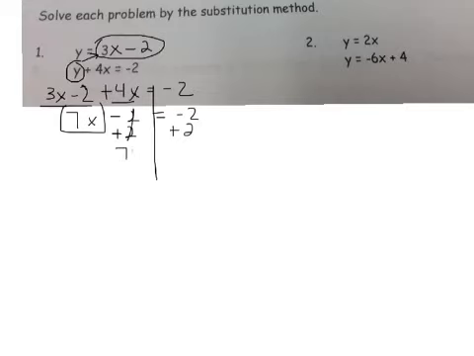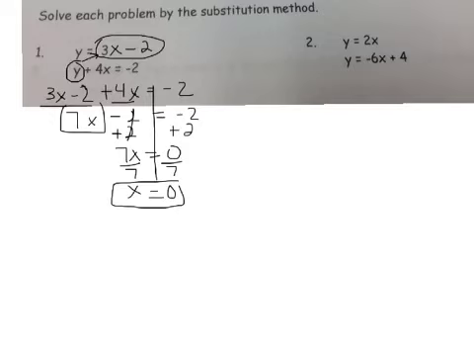Those cancel out. I get 7x equals negative 2 plus 2. It kind of cancels out, but it equals 0 when we do it. And then last step, when it's beside it, we divide it. So we divide both sides by 7. And 0 divided by 7 is 0. And this is the first half of my answer.